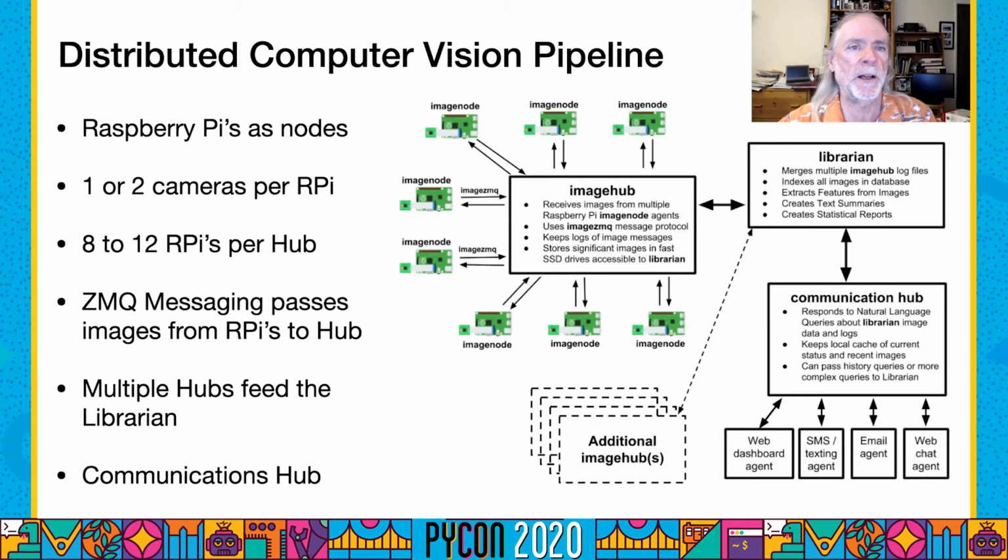But that's not the kind of distributed computer vision pipeline I'm building. I'm building one where events happen randomly around the farm, and on average, the network never gets overloaded. In fact, it never has been. And then the librarian and the communication hubs, those use the data that's been gathered by the Imagehub to answer questions and queries, either via a web dashboard, a texting system, or an email agent.